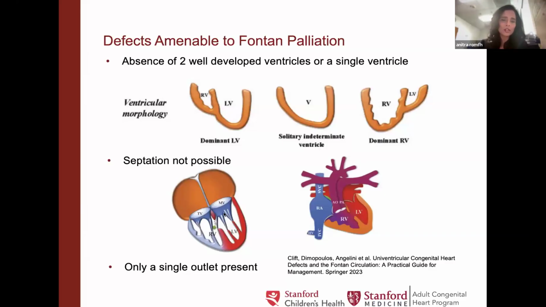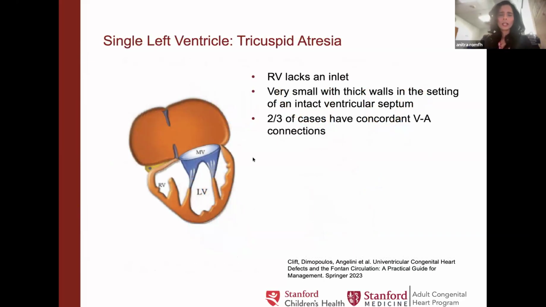In other cases, we may have two well-formed ventricles, but septation is simply not possible. So in this example here, you can see double inlet into a predominant LV, and there's also double outlet right ventricle with a non-committed VSD. And then lastly, the other way to get into the club is if there's only a single outlet present, for example.